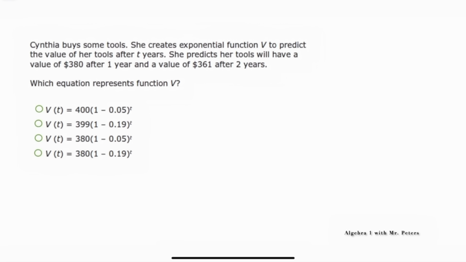In the next example, they want us to pick the correct exponential function that models this situation. And if we look back at the formula, y is equal to a times 1 plus or minus r to the t power, we know a is the initial value. But the problem tells us that she predicts her tools will have a value of 380 after year 1. So that's t, that's the time period. So a, the initial value, can't be 380. So C and D are gone.